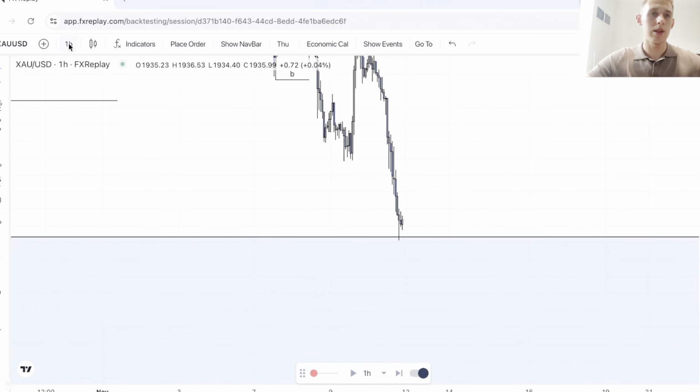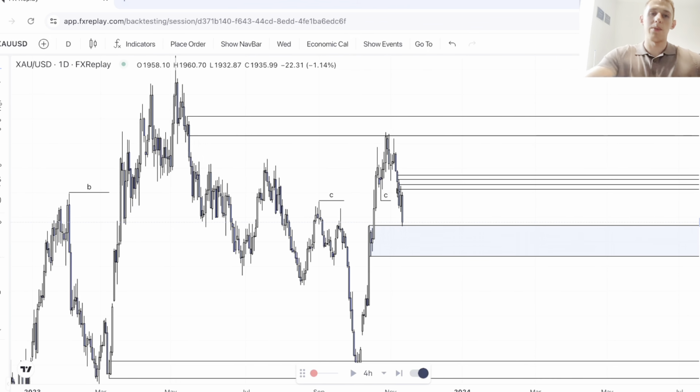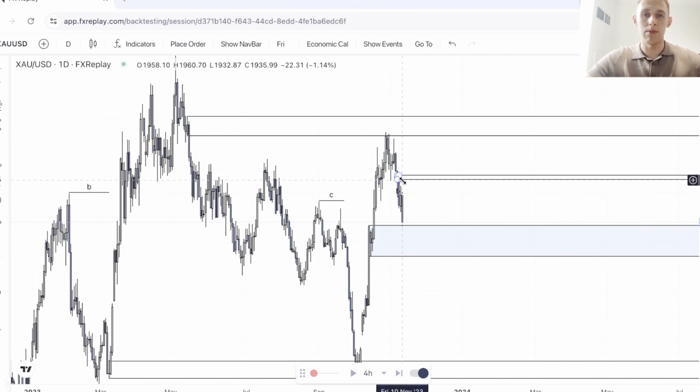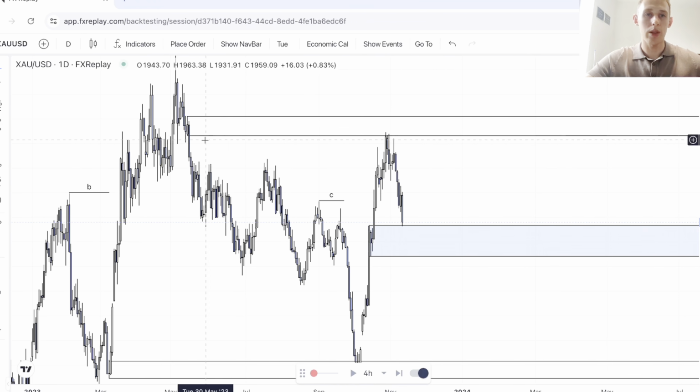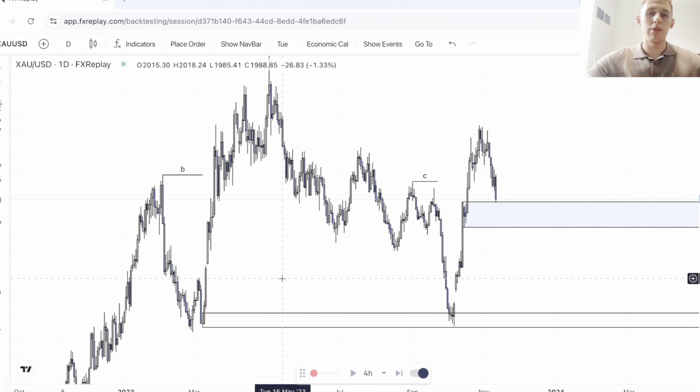Price is in our daily area of demand now, so we can kind of stop looking for the sells. I think the sell move is done. So I'm just gonna delete some of this to clear up the chart a little bit. Get rid of this as well. So I'm just gonna refresh.